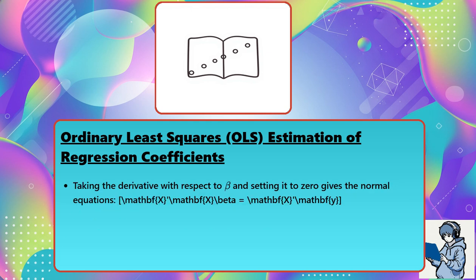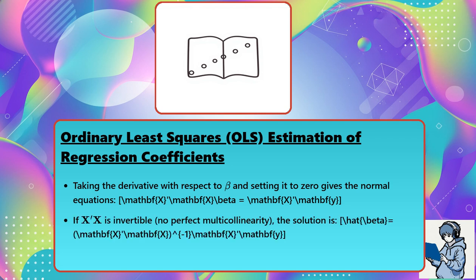Taking the derivative with respect to beta and setting it to 0 gives the normal equations. X transpose X beta equals X transpose y. If X transpose X is invertible, meaning no perfect multicollinearity, the solution is beta hat equals the inverse of X transpose X multiplied by X transpose y.